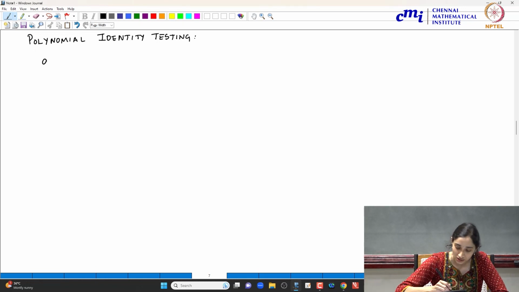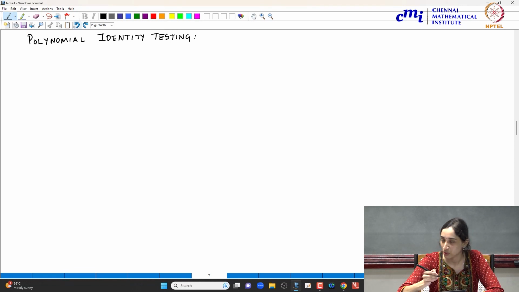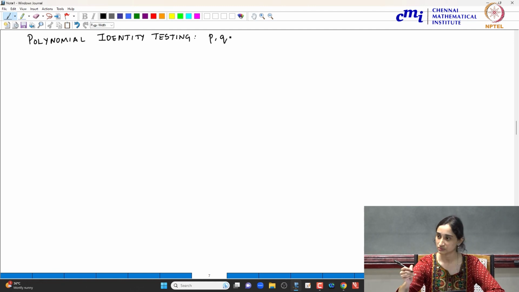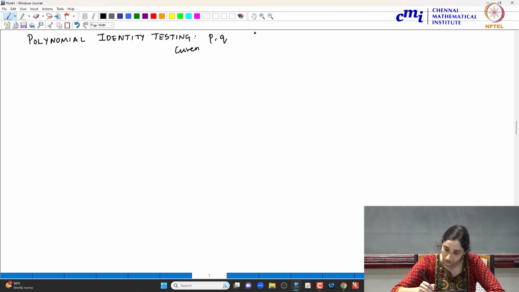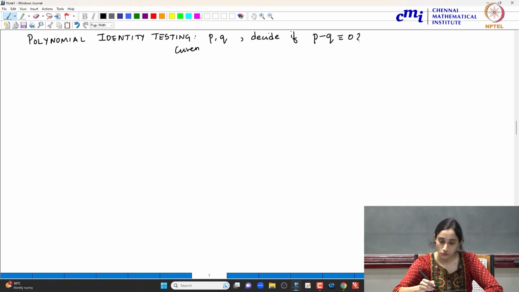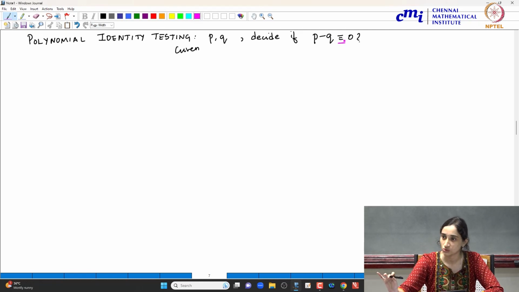Okay. I suppose you have already seen this problem. So can you define the problem? You are given polynomials p and q. It's a decision problem: is p equal to q, that is, is p minus q equal to 0? I'm using this notation. It's equal to 0, identically 0.